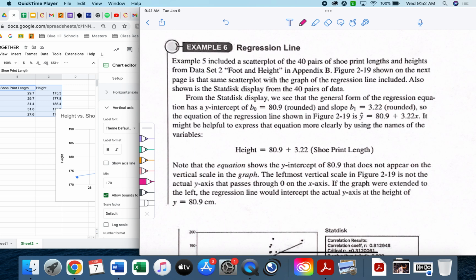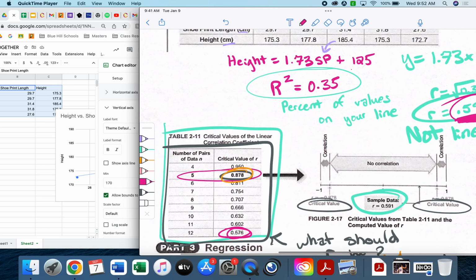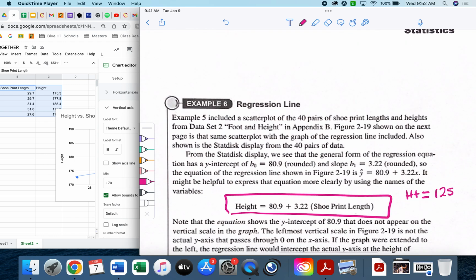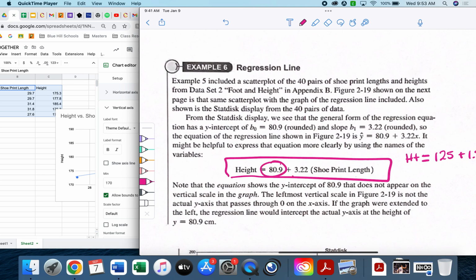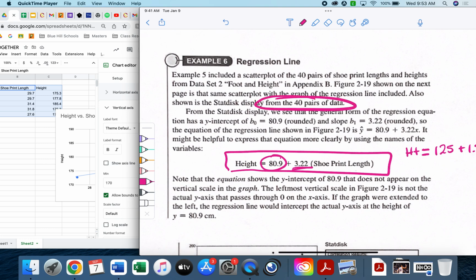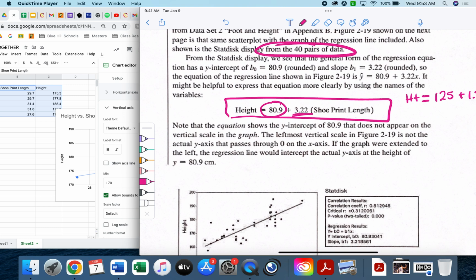Here we go. All right, on the back side, they got this equation for height and shoe print length, okay? Our height that we got was 125 plus 1.73 SP. I'll write it the way that they did. They got 80.9 plus 3.22 SP, okay? Now, the reason why they got different than us is they used all 40 pairs of data, okay? There is a bigger table besides this one. This one only had 5 of them on there, okay? They used all 40 pieces of information, and they got this equation instead.